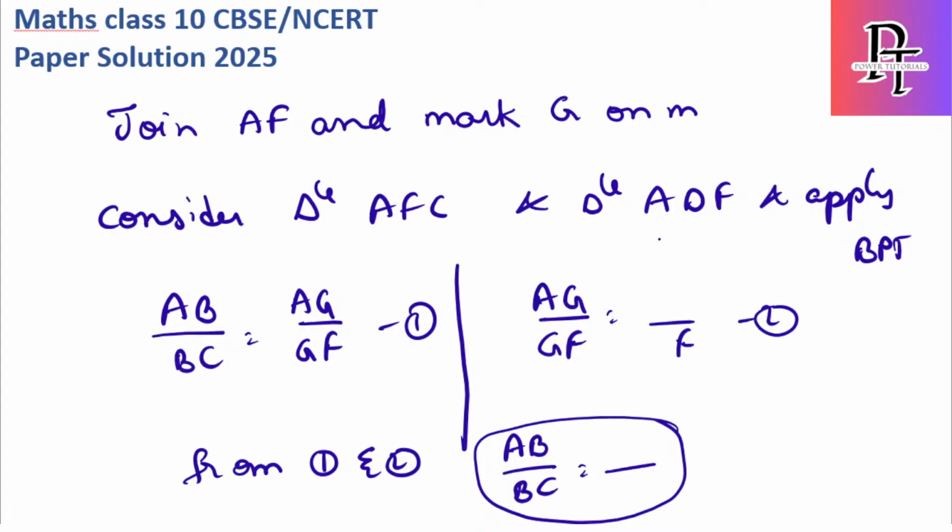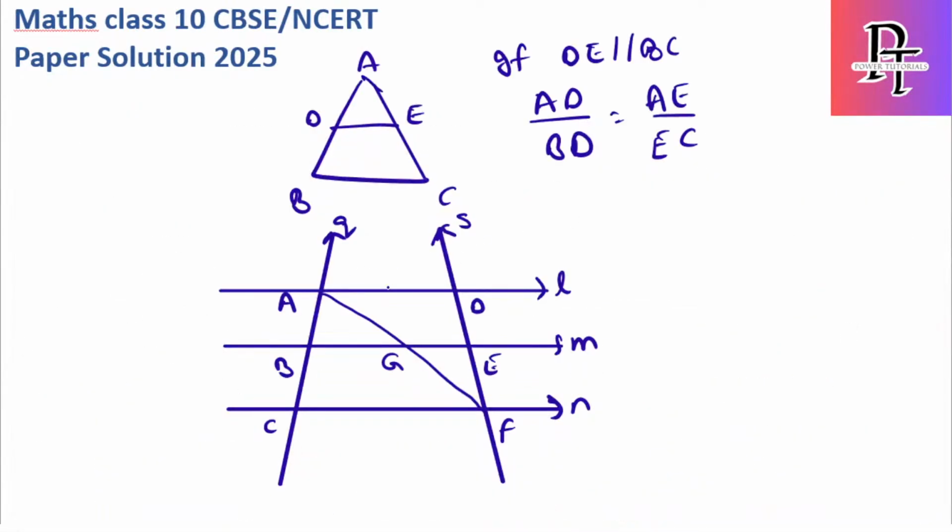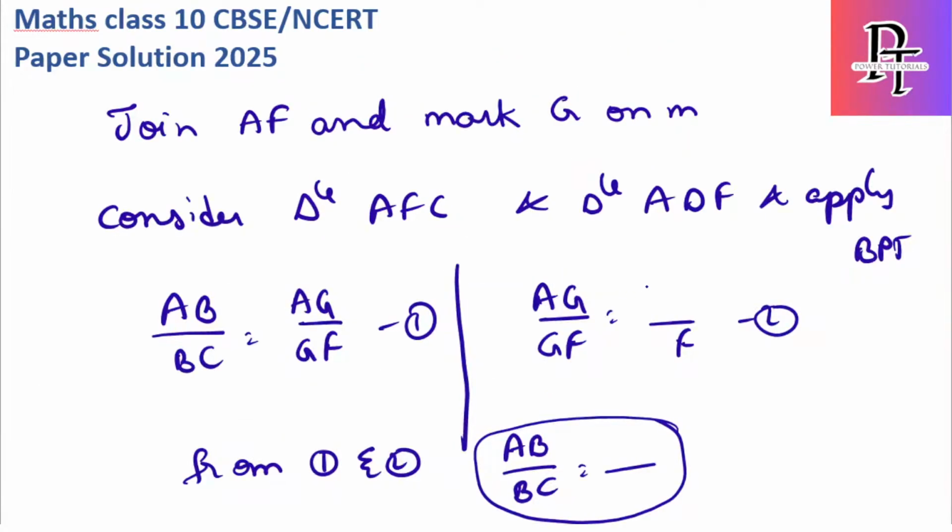Consider the triangle again, triangle ADF. So triangle ADF is this one. For this triangle, AG by GF is equal to DE by EF. So this becomes DE by EF. So I'll write it again: AB by BC is equal to DE by EF.